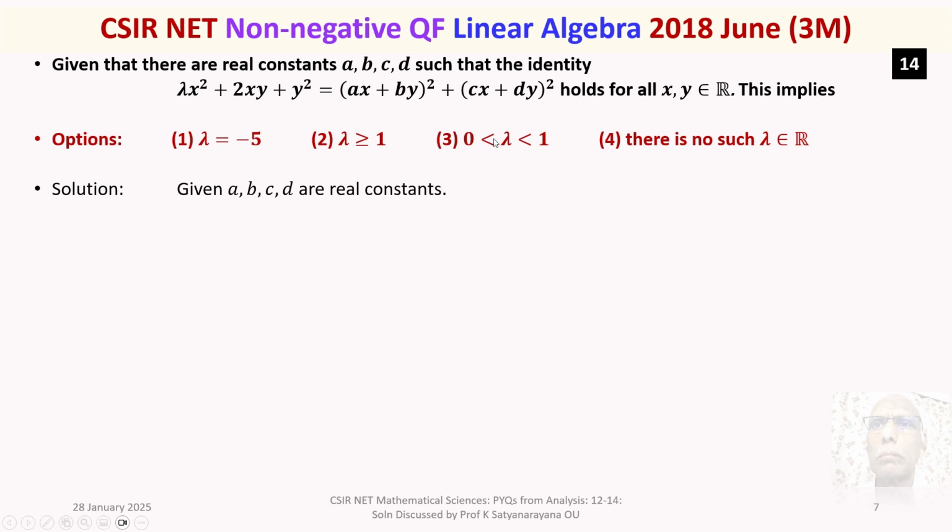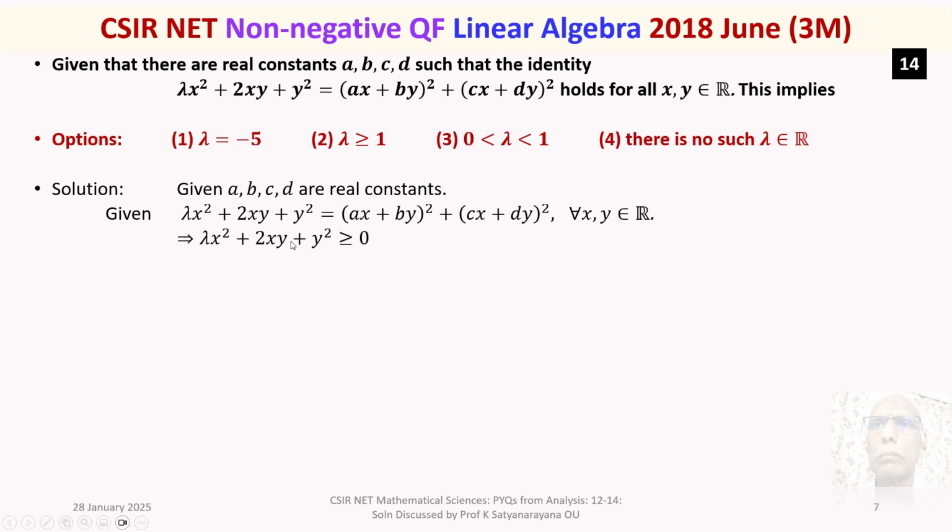We are given a, b, c, d, real constants. Given lambda x square plus 2xy plus y square is equal to (ax plus by) whole square plus (cx plus dy) whole square for all x, y belonging to R. Note down, (ax plus by) whole square plus (cx plus dy) whole square is greater than or equal to 0 for all x, y belonging to R, because it is a sum of squares, which is always non-negative. This will imply lambda x square plus 2xy plus y square is greater than or equal to 0.